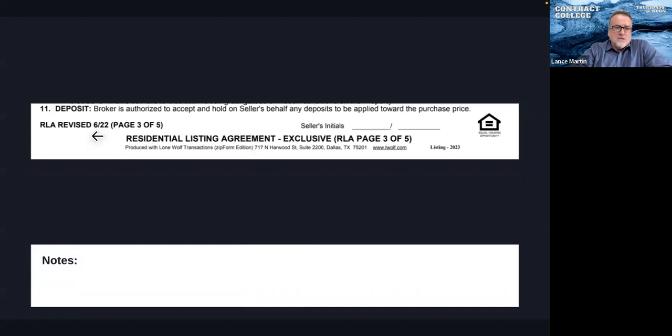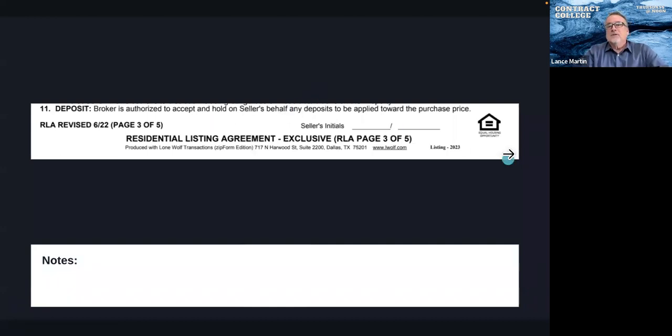It talks about the deposit. This is the deposit that a buyer's agent or buyer would bring towards the purchase of the property. All this says is that the broker is authorized to accept and hold on the seller's behalf any deposit applied to the purchase price. That doesn't mean we can accept offers. It doesn't mean we can accept terms. All that does is allow us as the broker to say, hey, I have an offer from RE/MAX. Oh, and by the way, it has a $5,000 deposit attached to it.